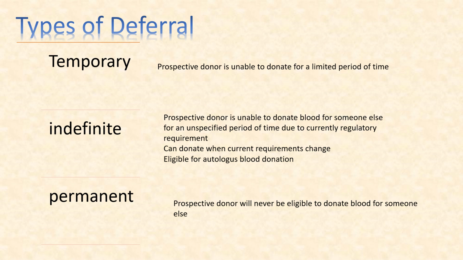And the third one is permanent deferral. That means that the donor will never be eligible to donate blood for someone else, like patients who have cardiac disease or patients who are viral positive, HBsAg, HIV. So these types of patients cannot donate. So permanent deferral. Okay.